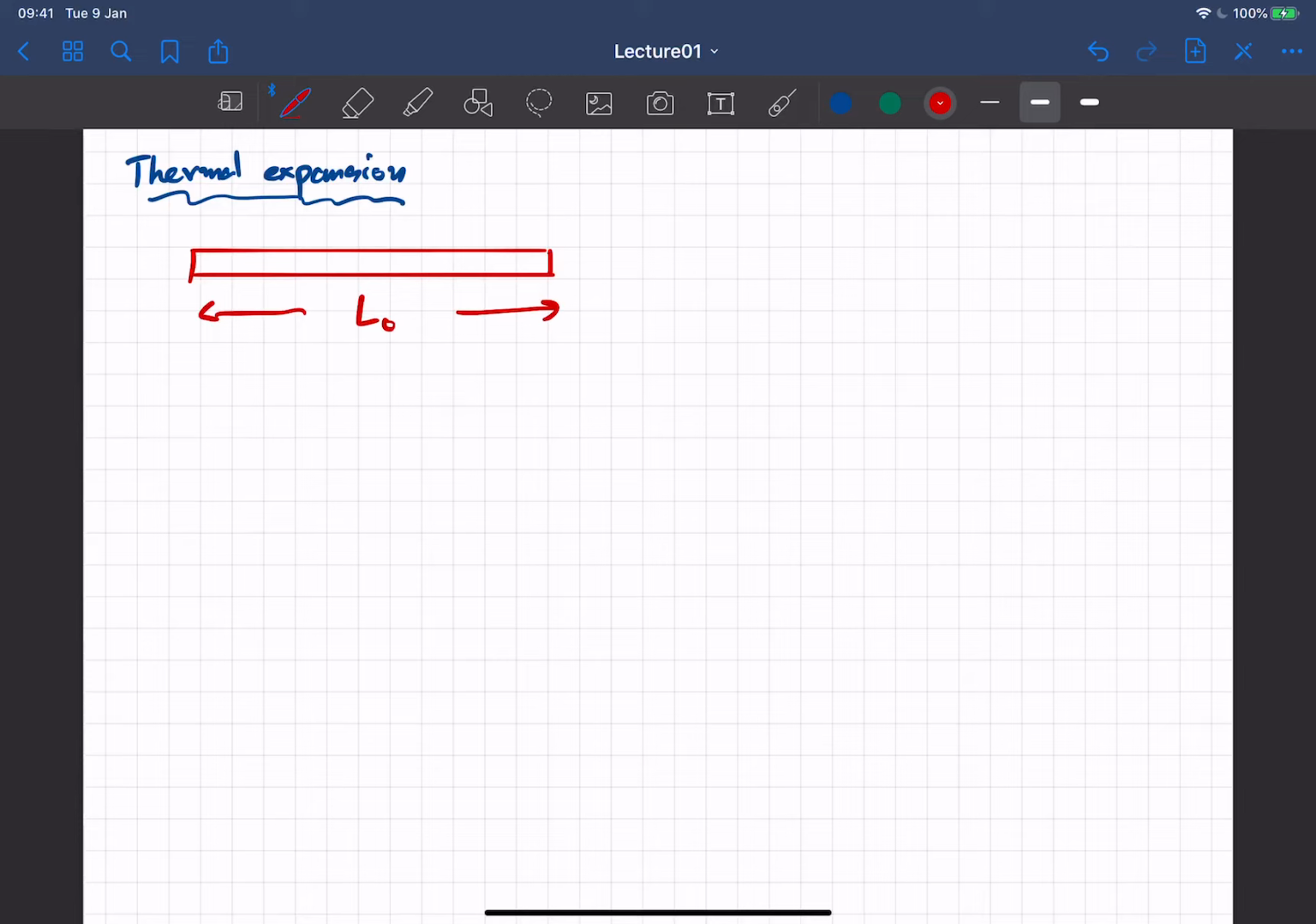So that's L0. If you heat up this object, how you exactly do that is up to you. You can put this in boiling water, or you can just use a flame torch to heat this thing up. When you heat up, most of the material will expand.